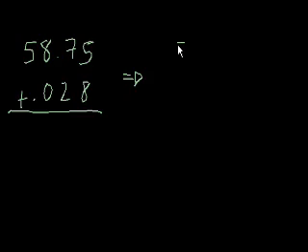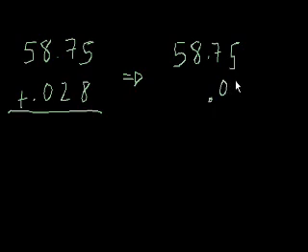So we can just rewrite that top number again, 58.75. And now let's rewrite the bottom number so that the decimal points line up. So we'll put the decimal points right below it, and it's 0.028. And now we can add.